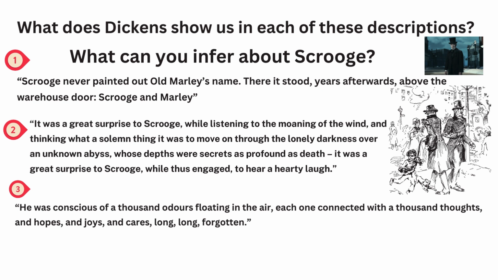In number 2, it says, it was a great surprise to him while listening to the moaning of the wind and thinking what a solemn thing it was to move on through the lonely darkness over an unknown abyss. Well, an abyss is like a chasm. It's like a deep gap where nothing fills it. So there's a sense here that he's moving somewhere that is dark and sad and moaning of the wind.